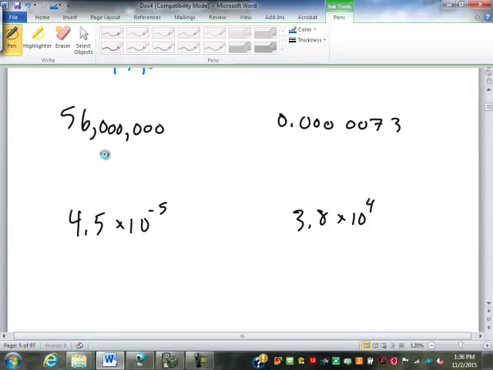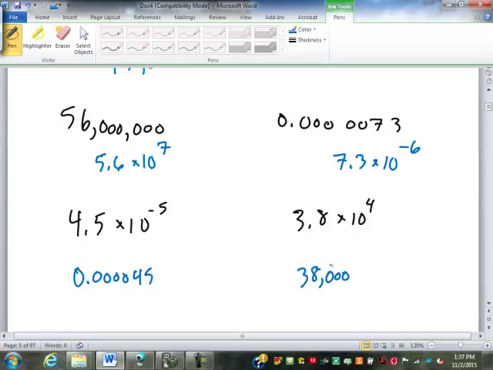So this one becomes 5.6 times 10 to the 7th. 7.3 times 10 to the negative 6th. This becomes, okay, 0.000045, and this becomes 38,000. Very good. How many had all four of those right? Anybody not sure how to do them?